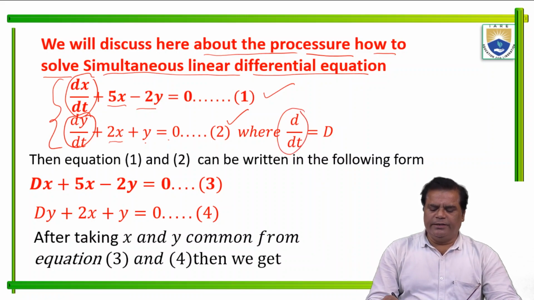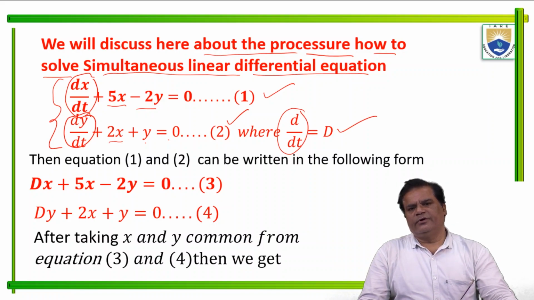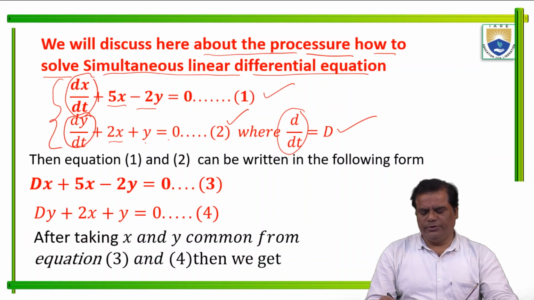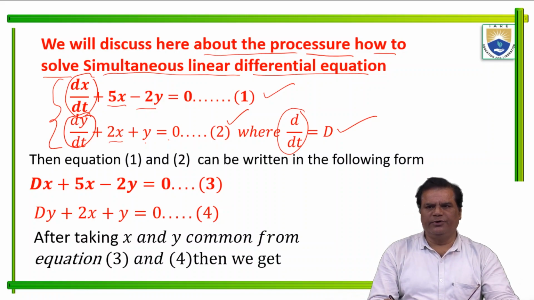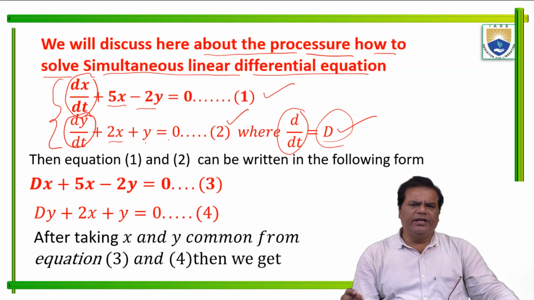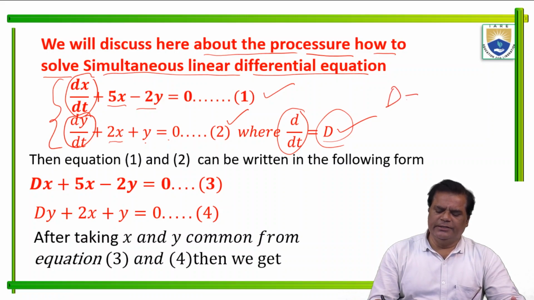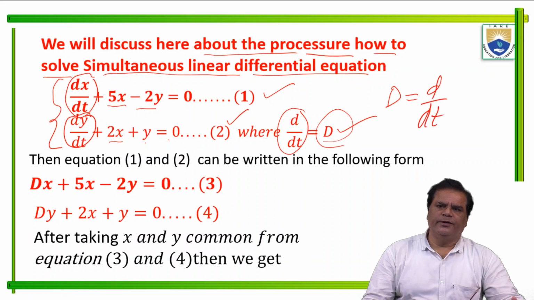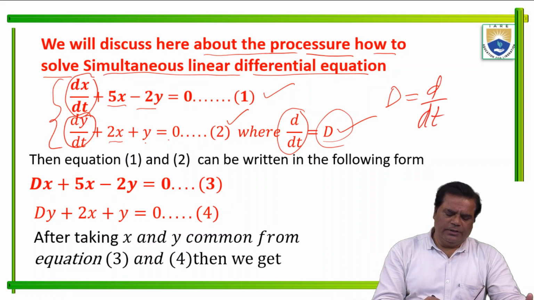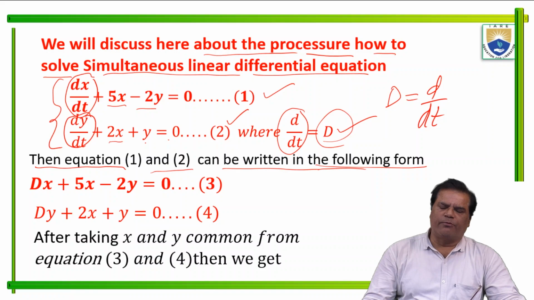And here d over dt is capital D, differentiation of function with respect to t. So this is the derivative with respect to t, known as capital D. This is known as a differentiation operator, capital D. Capital D is d over dt here. T is the independent variable. Then equations 1 and 2 can be written in the following form.